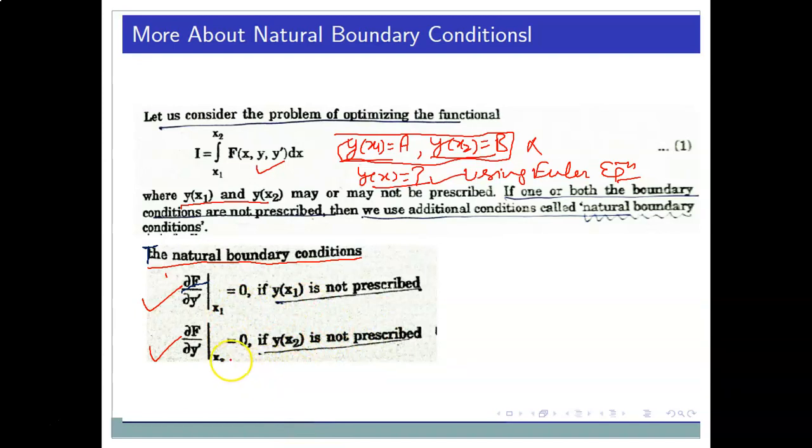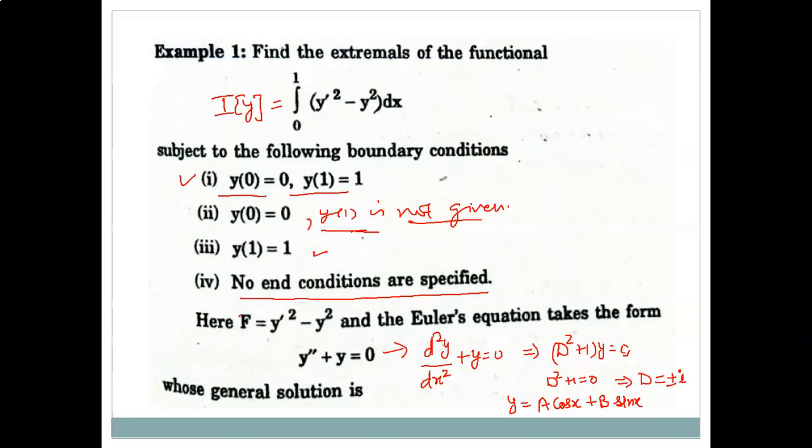In that particular case, x naught is 0 and x1 is 1. So you see, the first is the usual case. Here we are going to discuss the solution of the second, third and fourth parts.